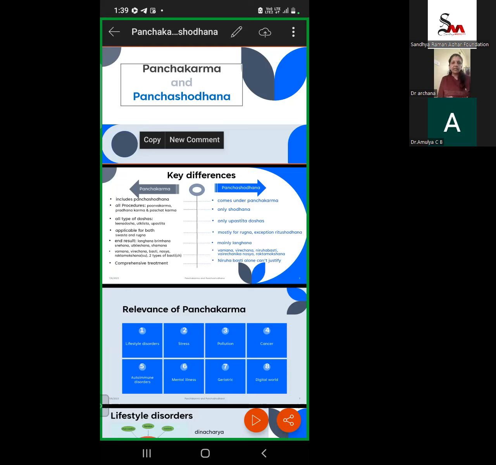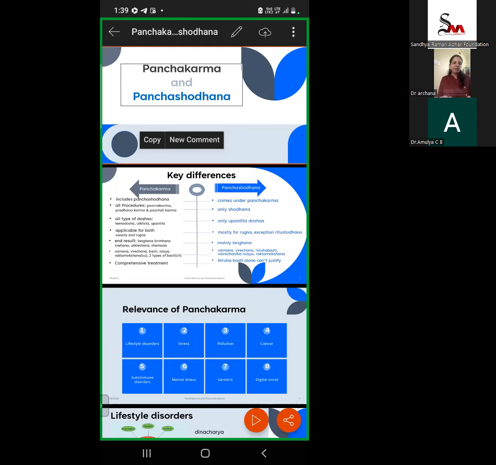Hope I am clear in this. Panchakarma includes Panchashodhana, which means Panchakarma has more than Panchashodhana. But Panchashodhana comes under Panchakarma; it is a part of Panchakarma. So two points are clear. Panchakarma is told by Charaka, Panchashodhana is told by Vagbhata. Panchashodhana comes under Panchakarma, and Panchakarma includes Panchashodhana.